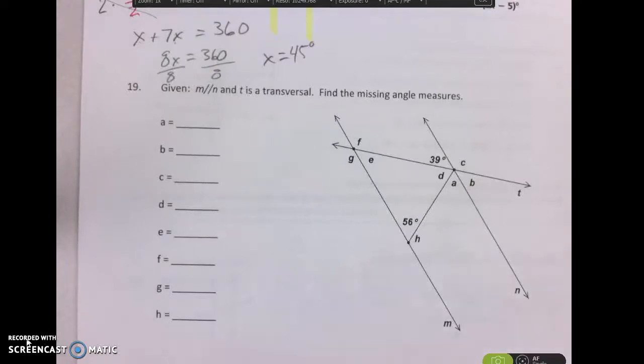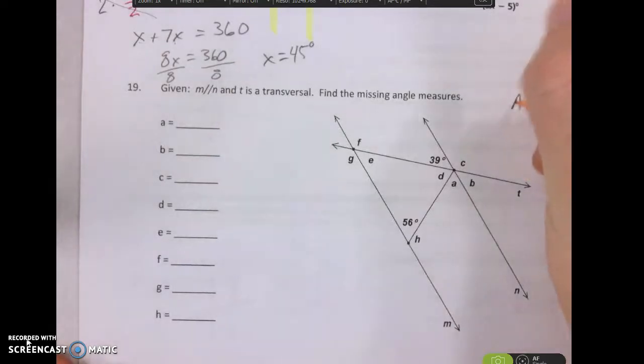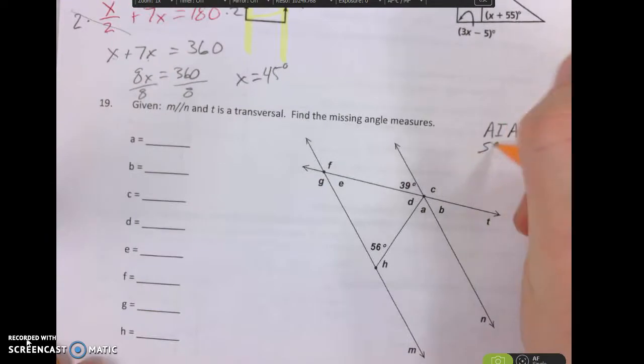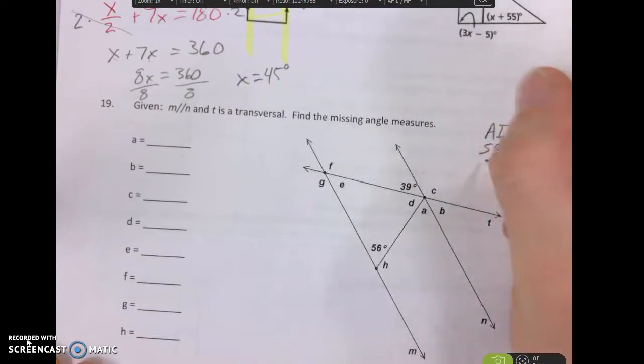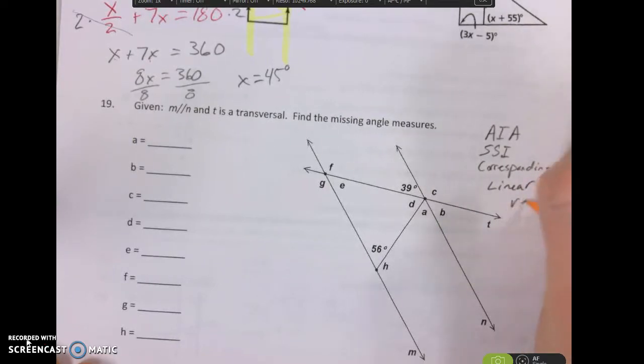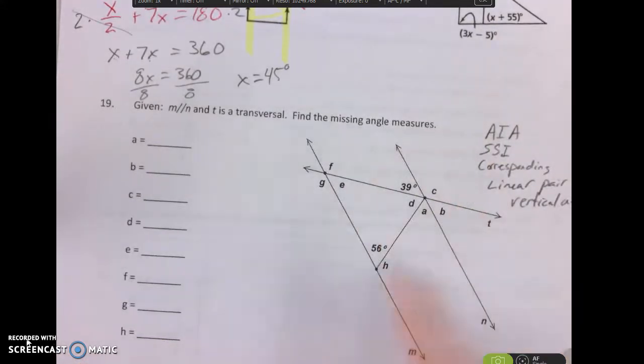The tricky thing on this one is you've got to use your alternate interior angles. So we're going to look for alternate interior angles. I'm going to list all the things we're going to look for. Same side interior. We're going to look for corresponding. I'm going to look for a linear pair, and I'm going to look for vertical angles. I think that pretty much covers it. If I can find those things on here, I should be able to find all of my measurements.